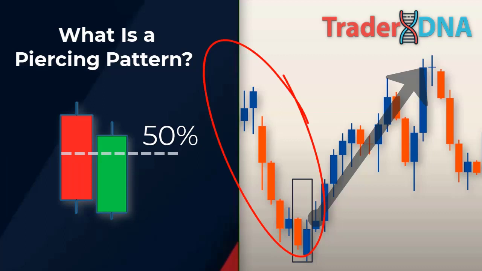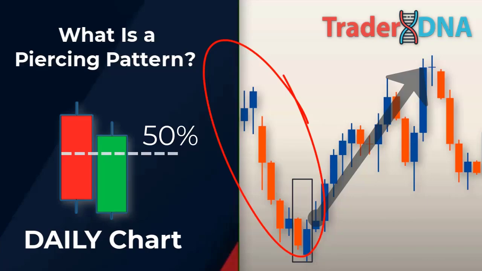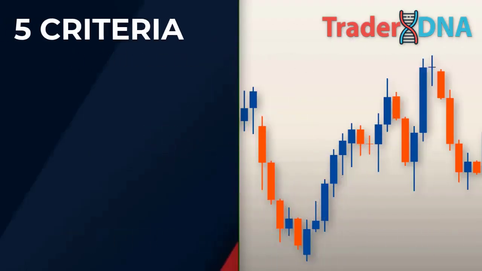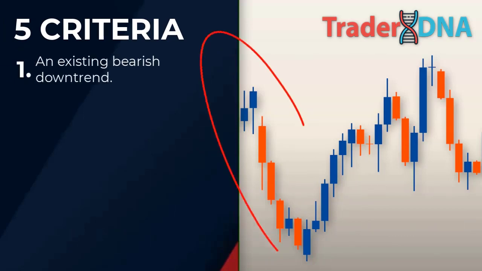The piercing pattern is important to note as a potential bullish indicator, especially if it forms on a higher time frame chart, such as a daily chart. On lower time frames, its significance is considerably reduced. The 5 criteria for the piercing pattern are: first, an existing bearish downtrend.